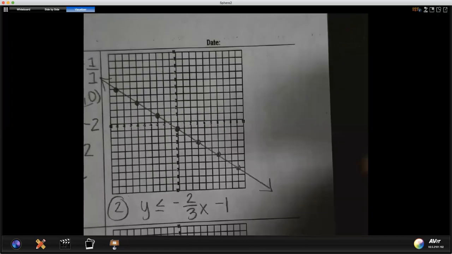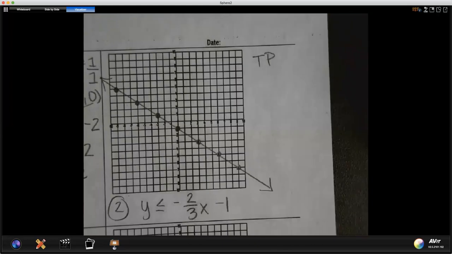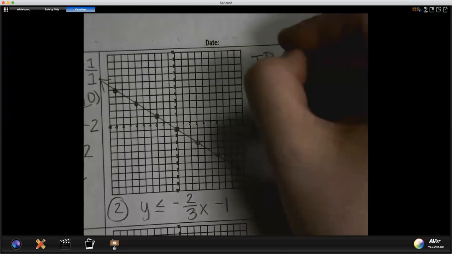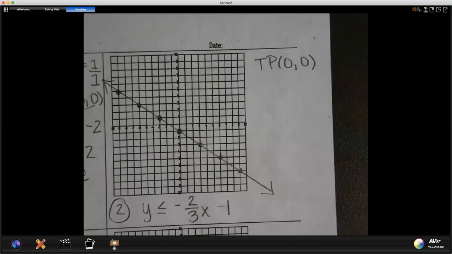Okay, go ahead and test your test point. Can we test 0, 0 on this one? Yep. So don't shade, just test it. See what you get, a true or false statement.